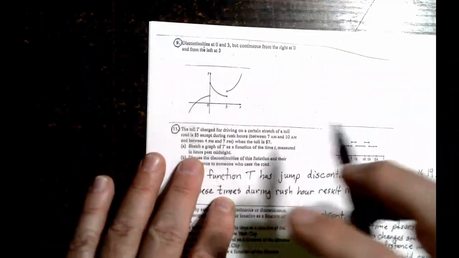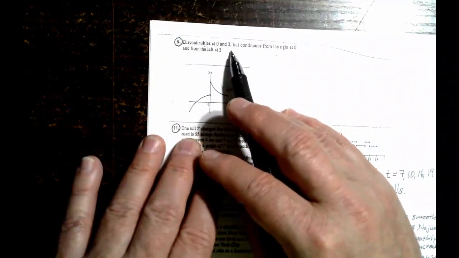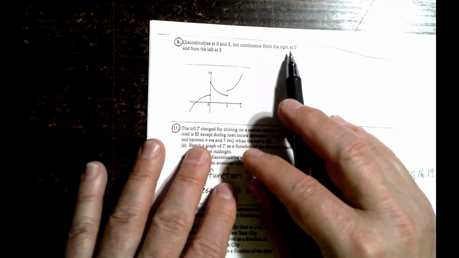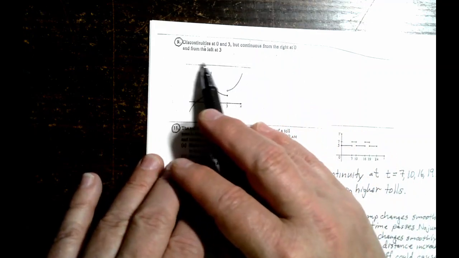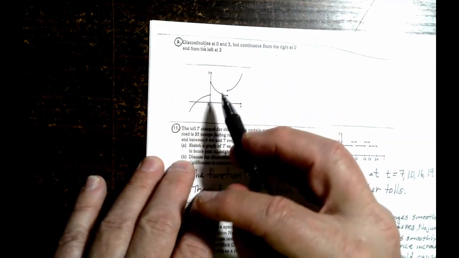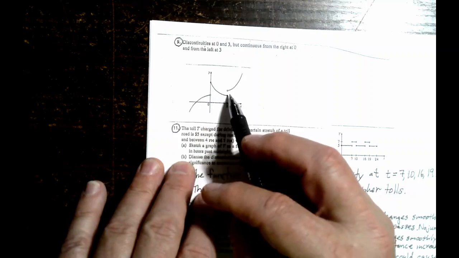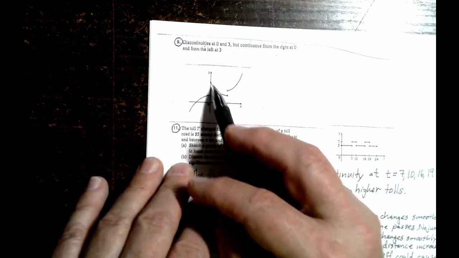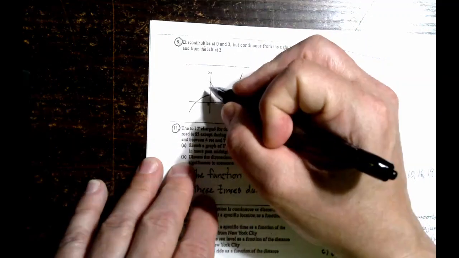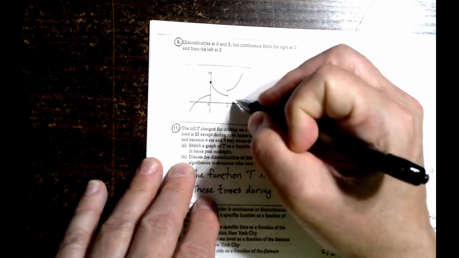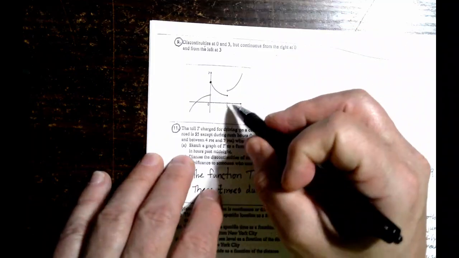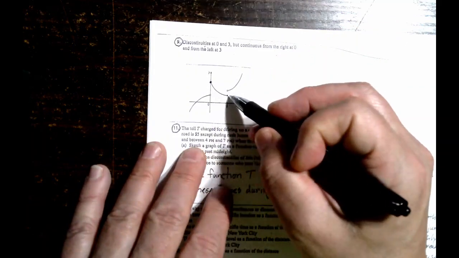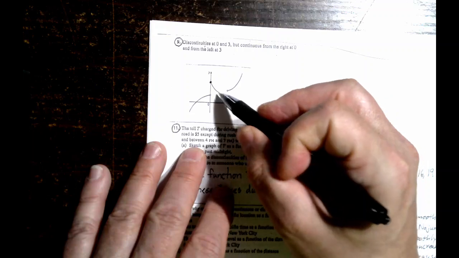Now they ask you to come up with a graph that is discontinuous at 0 and 3, but it's continuous from the right at 0, and it's continuous from the left at 3. So if you have discontinuity, you expect to have some sort of break there. And it's continuous from the right at 0, so you would define it right there, as x approaches 0. And this one from the left at 3, so you'd put a solid dot there as it approaches 3, so it has continuity from the left.